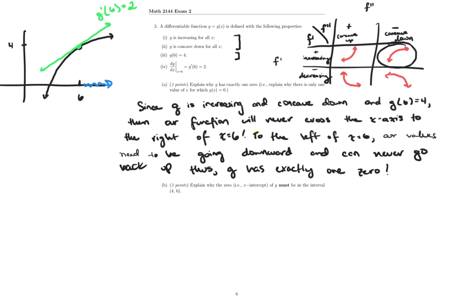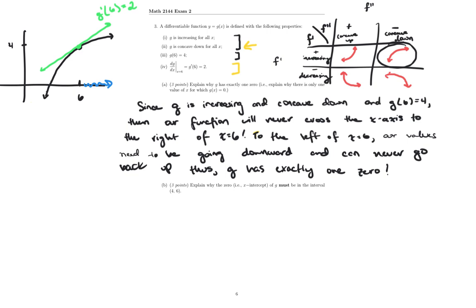Okay, so let's look at part B. Explain why the zero of g must be in the interval 4, comma 6. Okay, so I'm going to really utilize this last bullet point that dg dx at x equals 6 is 2, and it is concave down.